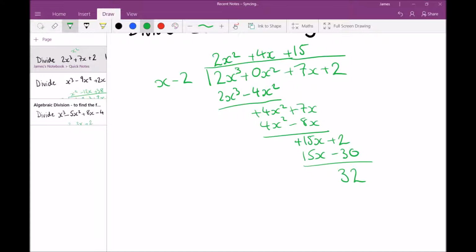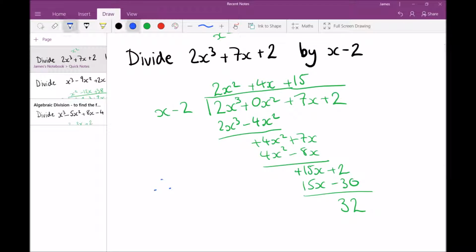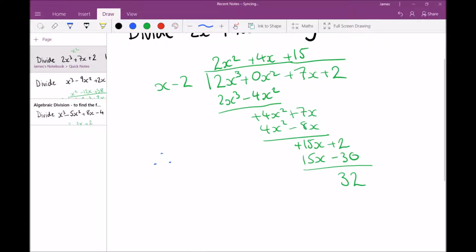So therefore, in this division, where we've got a term missing, we've got the x squared term missing, x minus 2 is not a factor, because we didn't get 0 here. But you could have got 0 in a different equation.